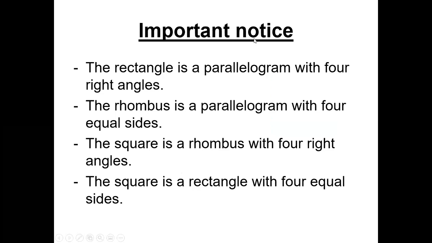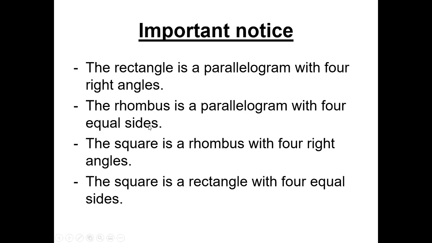This is very important, guys. The rectangle, like the parallelogram, has the same properties, but it has 4 right angles. For that, we can say the rectangle is a parallelogram with 4 right angles. The second, the rhombus is a parallelogram with 4 equal sides.